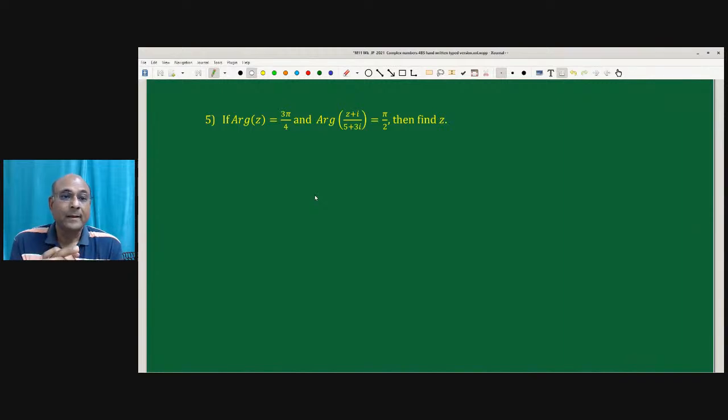Notice here, capital ARG is given. Capital ARG of z is 3 pi by 4. Then the argument of (z plus i) by (5 plus 3i) is pi by 2. Find z. How big is this question? I don't think it's very big. Okay, try it out. I'm going to give you 2 minutes.